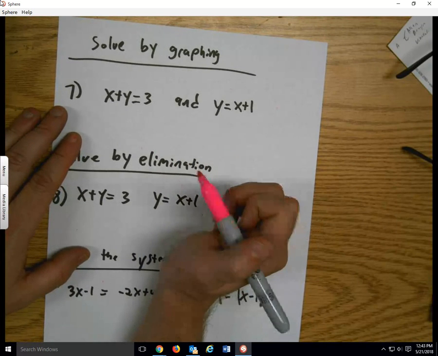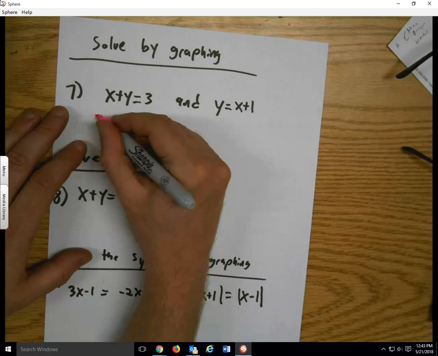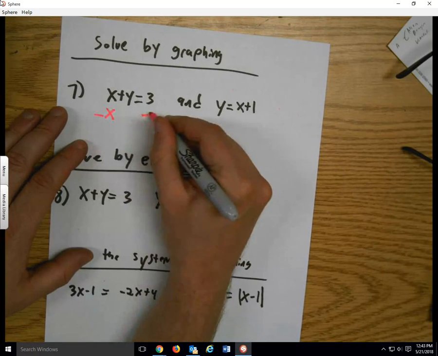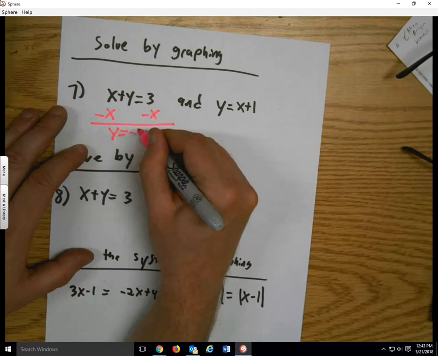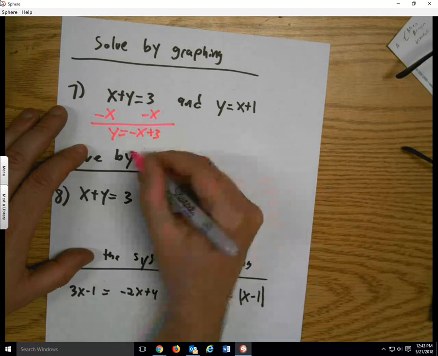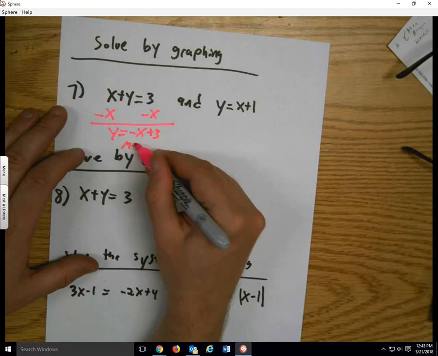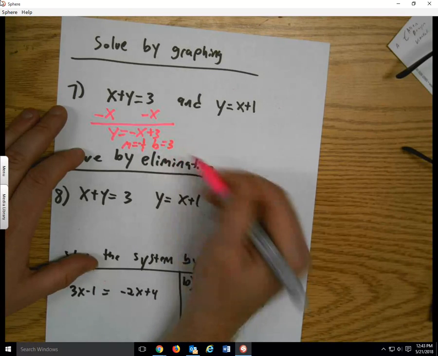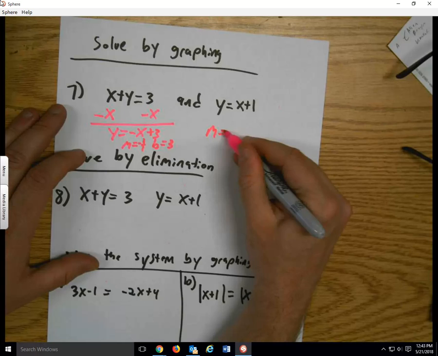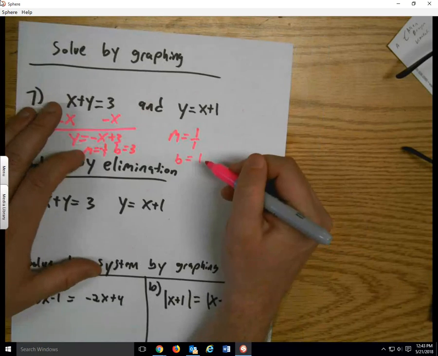Okay, in order to graph, there are several ways you can graph. You can do the intercepts, you can make the t-chart. I think at this point of the year, I'm going to just solve for y. I'm going to get the y by itself in the y equals mx plus b form. The m is the number in front of the x, which is negative 1 over 1, and the b would be a 3. For the other equation, the m would be a 1 over 1, and the b would be a 1. So I still have to graph it though.